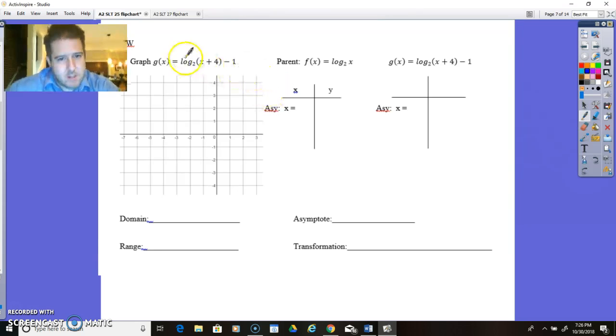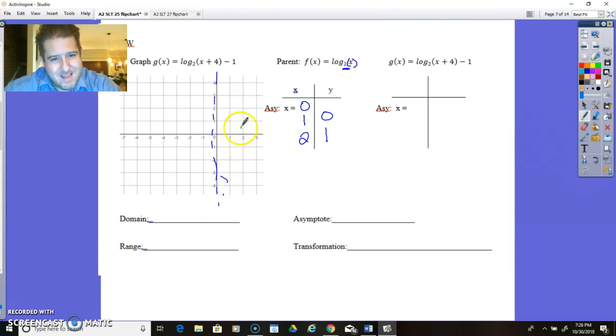Homework. Let's get straight to it. So this is log base 2 of x plus 4, minus 1. So remember, you always have the asymptote of whatever it takes to make this 0. So in this case, this is just x. So 0 is what makes x 0. The next one I'm going to use is 1 because anything to the 0th power is 1. And then I'm going to use the base as the next number. So 2 to the first power is 2. Okay, I messed that up. So 1, 0, and 2, 1. And there is the parent function.